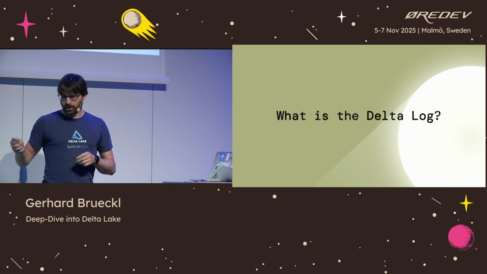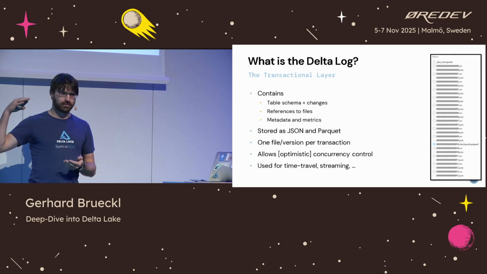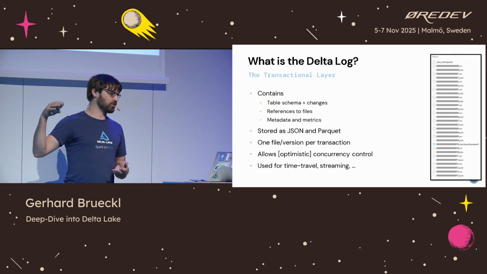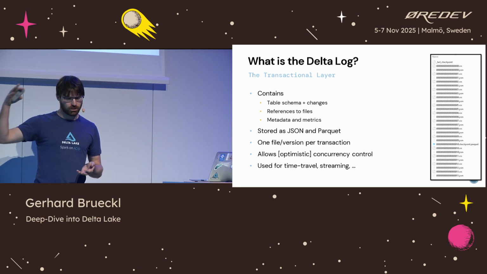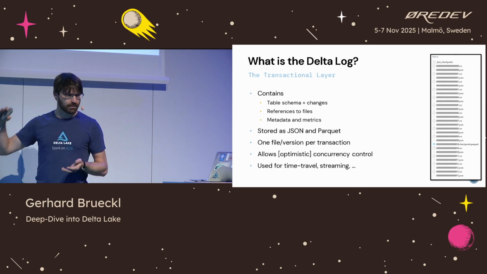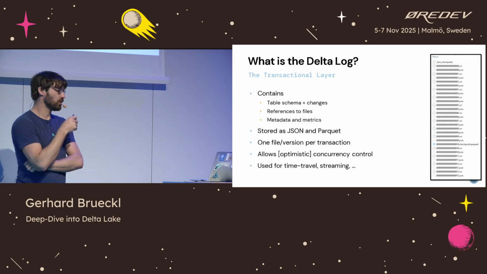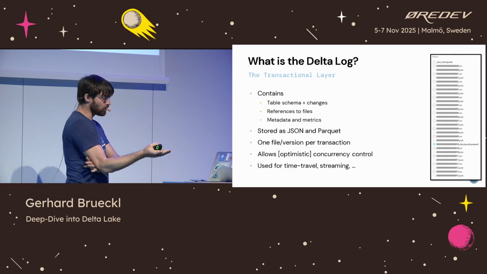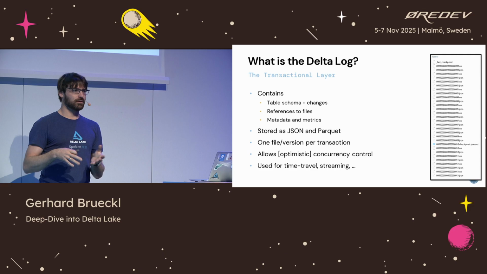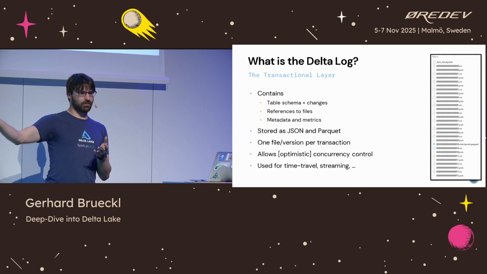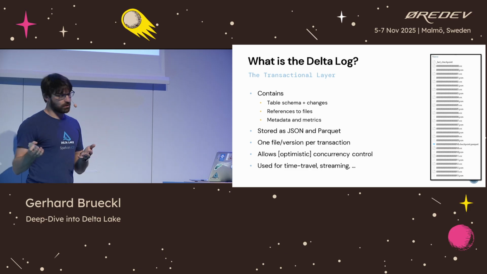Okay, so what is the Delta Log that powers all this? It's basically a list of files. Each file represents a transaction. It's a JSON file, and it covers things like table changes, metadata, like which columns are there, some constraints that you might have on those columns, and obviously also the files. While the Delta Log is just metadata, there are references to the actual physical files where the actual data is stored.